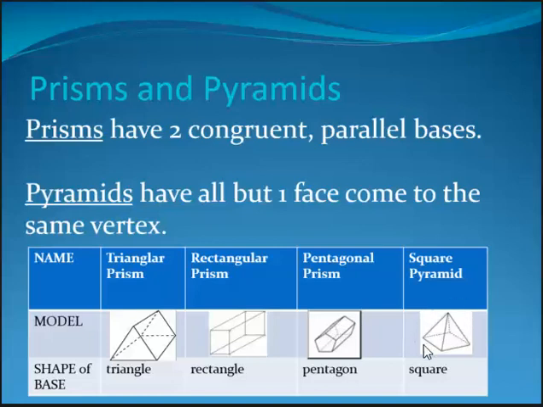Here in our last picture, we have a pyramid. The difference is there's only one base. The pyramid tends to sit on its base, whereas the prism can, or maybe not. Okay, so here the pyramid has one base, and all the other sides come up to this common vertex, as our definition says. All but one face come to the same vertex. So they come up to a point.